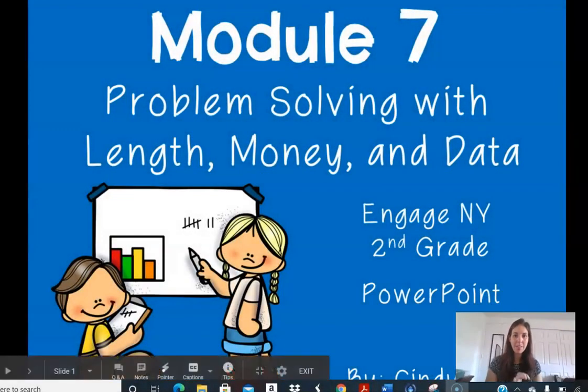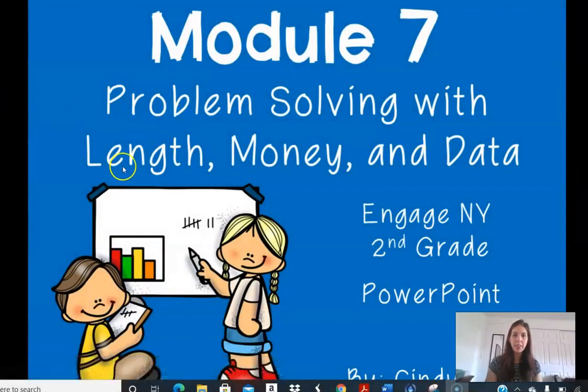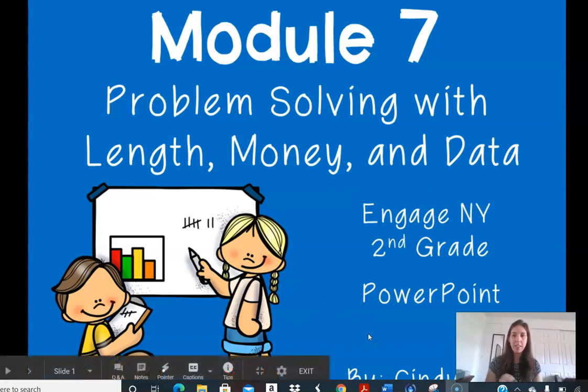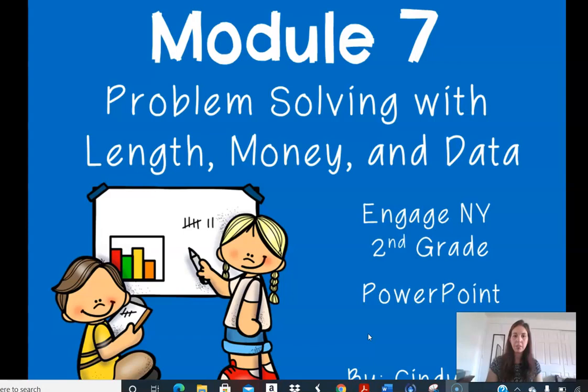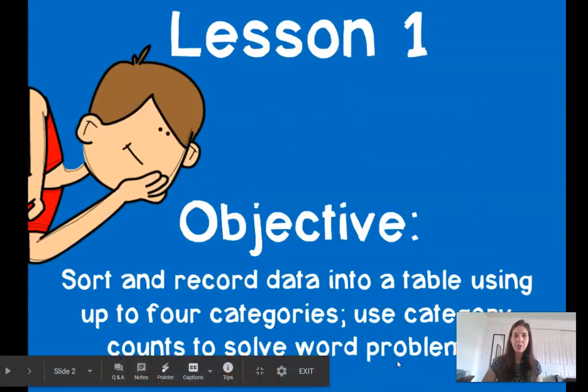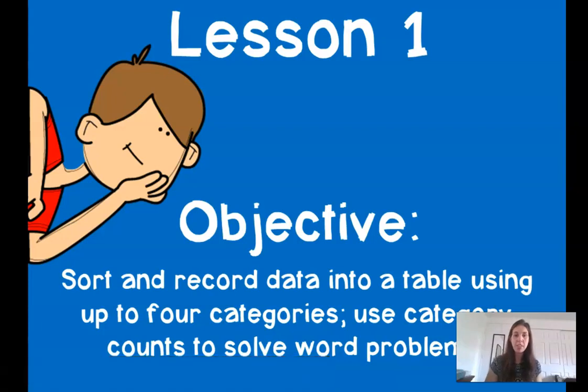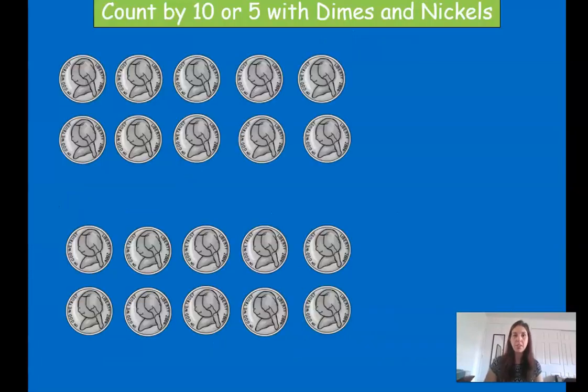Daniel from Citizenship Academy, and today we're going to start a new module, Module 7, and let's look at what that's going to look like. We're going to be problem solving with length, money, and data in this Module 7. Today, we're going to sort and record data into a table using up to 4 categories. We're going to use category counts to solve word problems.